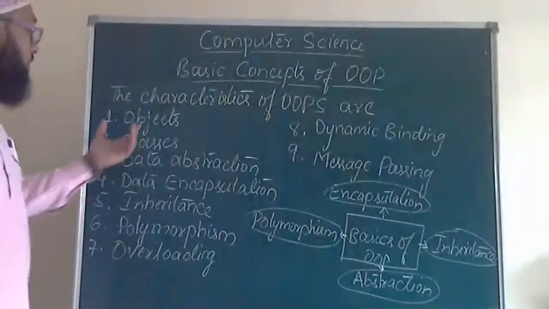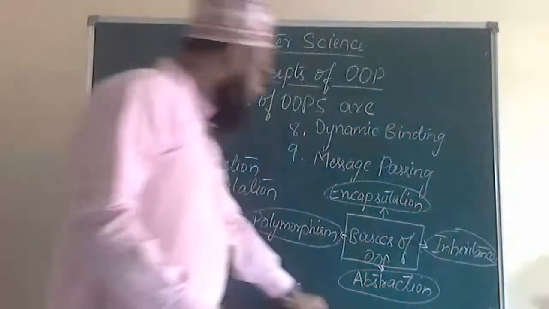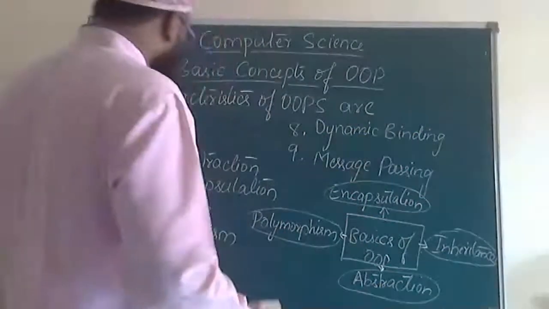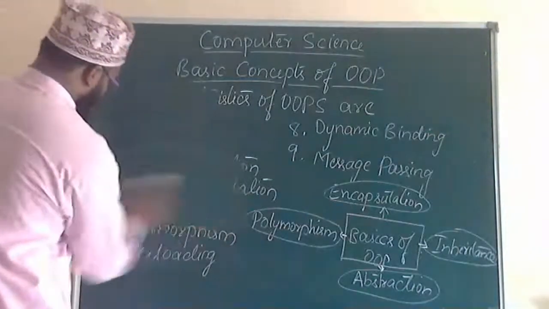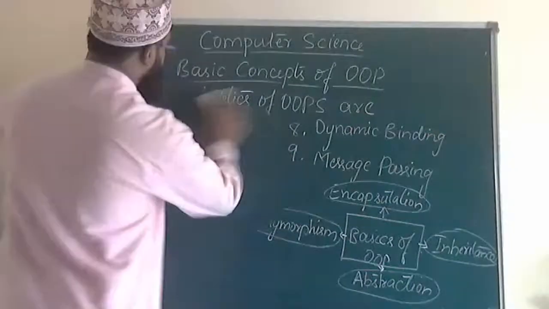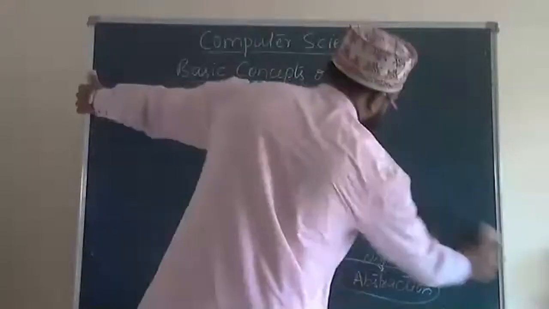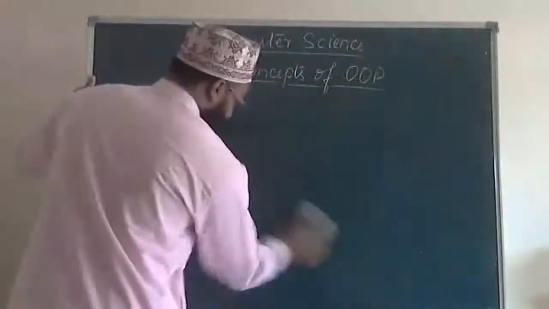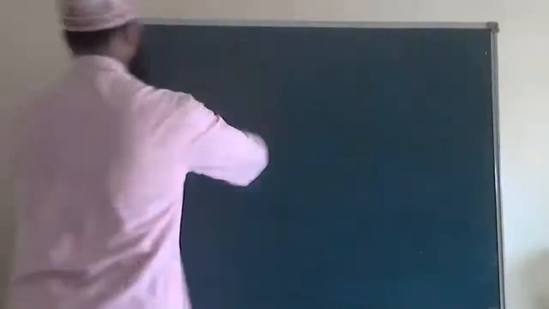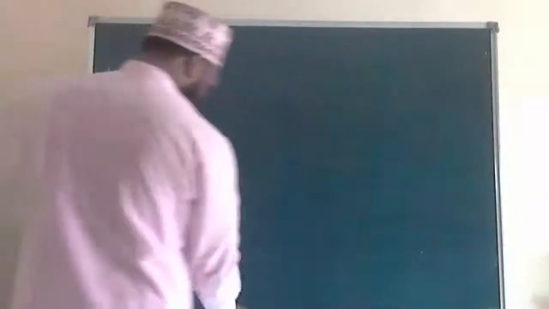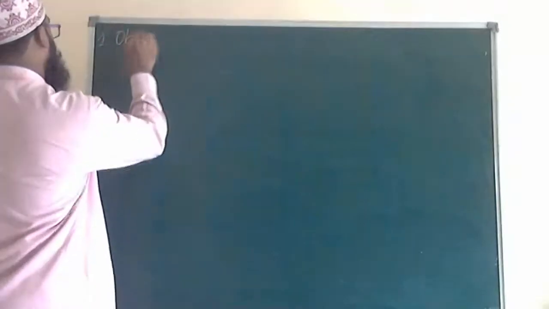Come, we shall see what objects and classes are, and all these characteristics we are now going to discuss in detail. At first, we shall discuss the first thing, regarding objects.